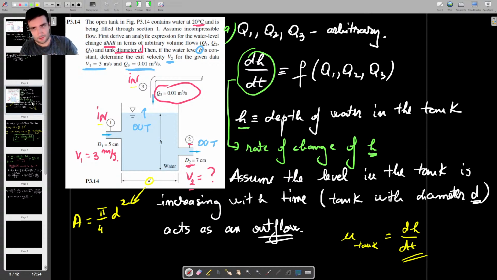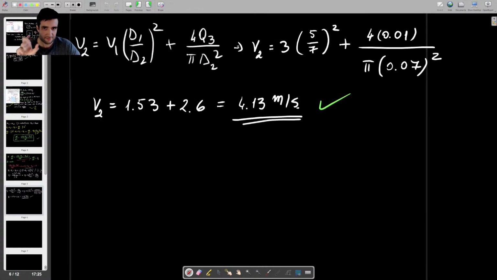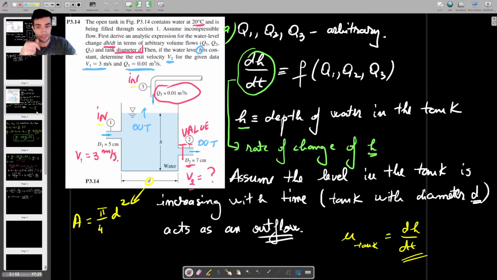Imagine that you have a valve here. You can rethink this question in terms of how much you have to open the valve so that the level in the tank stays the same. If you have a way to measure the speed of the flow, then using this configuration and assuming inviscid flow, the velocity of the fluid at the outflow should be set to 4.13 meters per second. In that case, the height in the tank is going to stay constant.